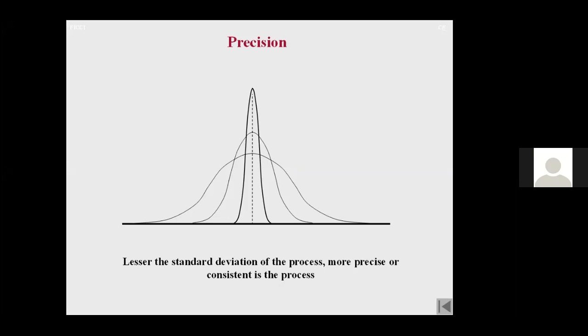The lesser the standard deviation, the more precise or consistent the process is. We start from the top, the highest one. It has the minimum standard deviation. So the central one is the most consistent as compared to the one having the outer limits.